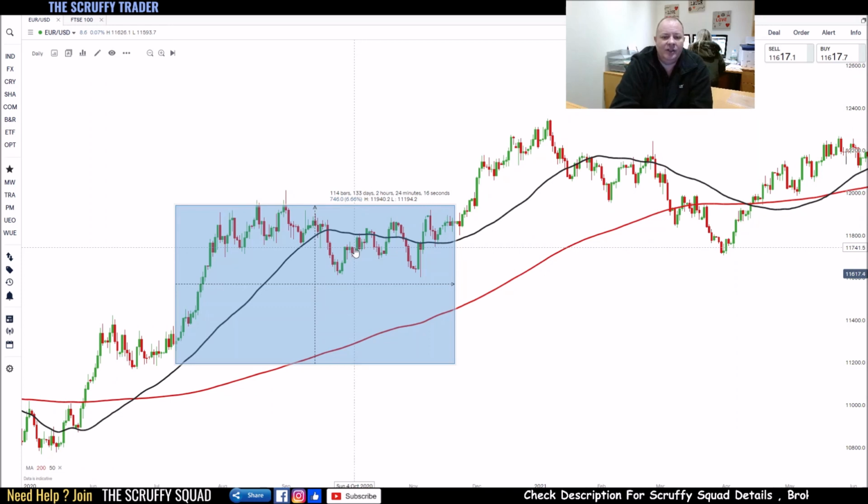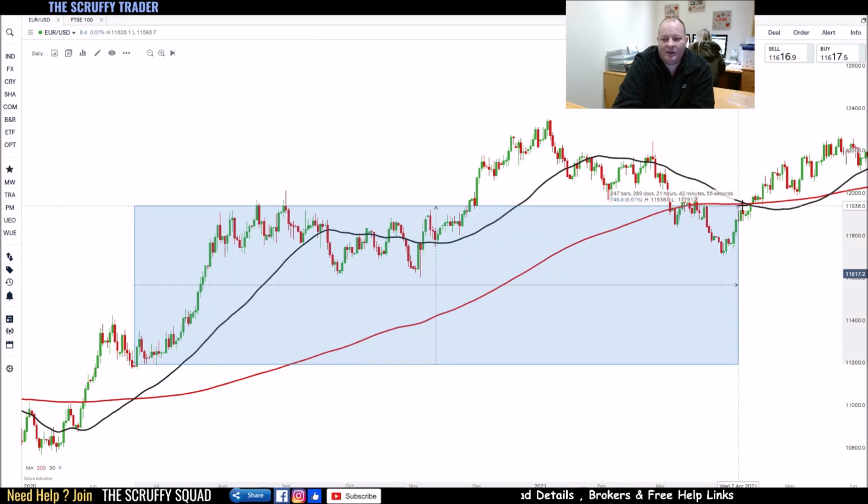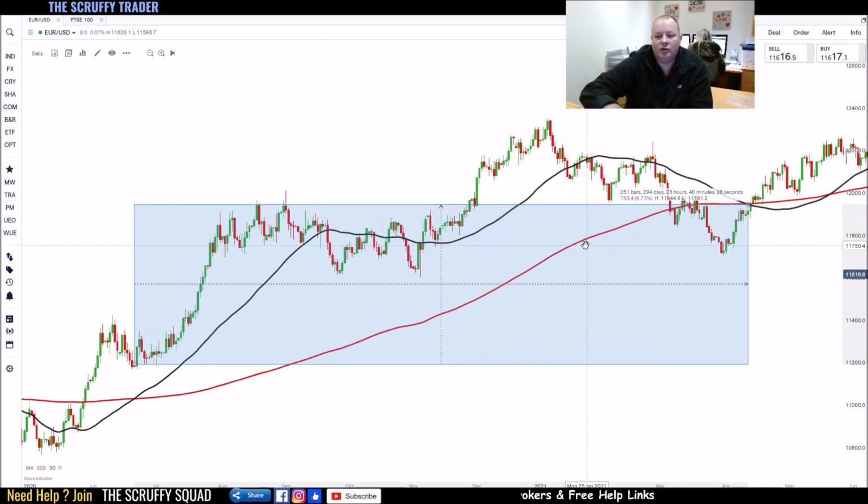That is 746 pips. But how long did it take to do it? Well, there's the cross, and there's the other cross. Took it 294 days just to get 753.